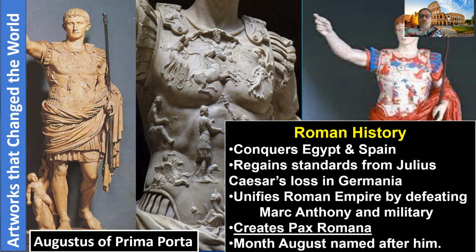He regains those standards from Julius Caesar's only loss, and Julius Caesar is a military hero and genius in Germania. He unifies the Roman Empire, eventually by defeating both Mark Antony and the military when the Roman Empire falls apart into three. He's the reunifier. He creates the Pax Romana, the longest period in European history of uninterrupted peace. And the month of August is named after him. It comes from Augustus because many of the things that he did actually showed up in the month of August. Before this, the month of August was called Saturnus. So basically, they renamed a month for a god with a person that was still living. So it's a pretty impressive feat.